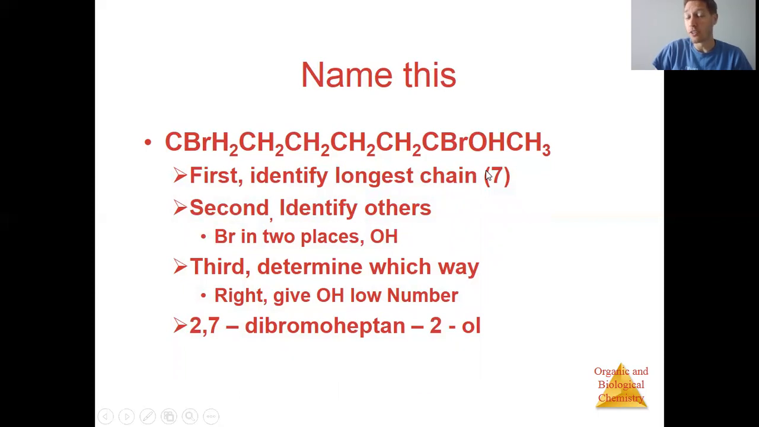First, we have to identify how long the chain is. We're just going to count carbons. So we have 1 carbon, 2 carbons, 3, 4, 5, 6, 7. We have 7 carbons long. That tells us that the root is going to be hept. The root of the name is hept.